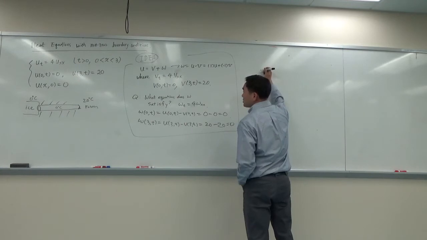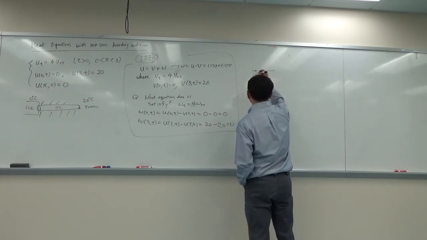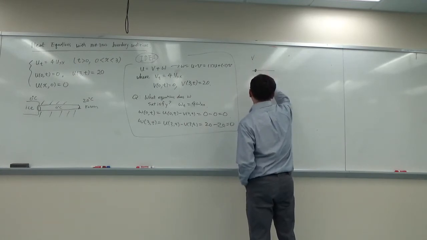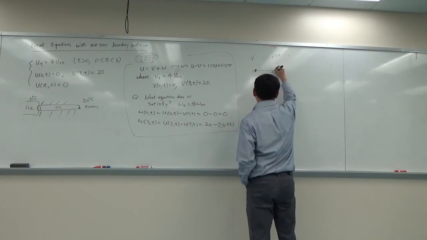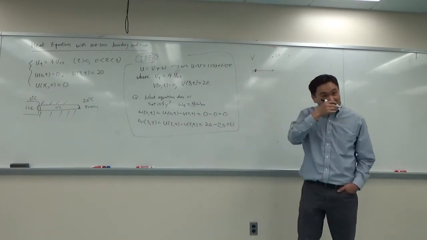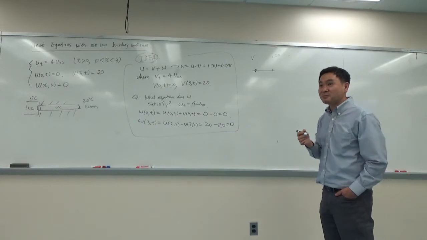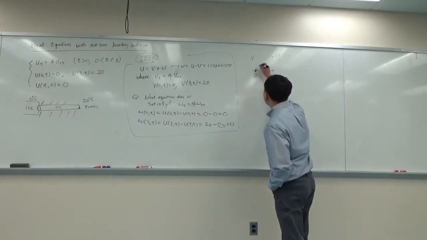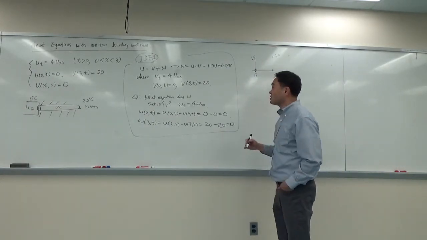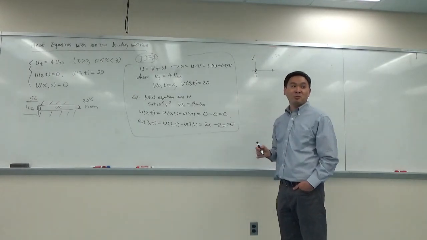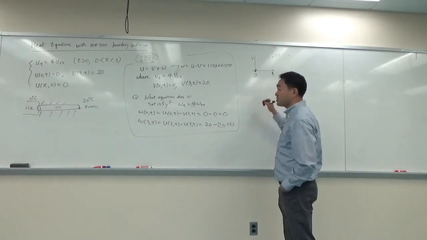So I want something that's 0 on this. So V has to be something that's 0 here and 20 there. What kind of function can give you that? 0 at 0, 20 at 3. Give me a function that will do exactly that.